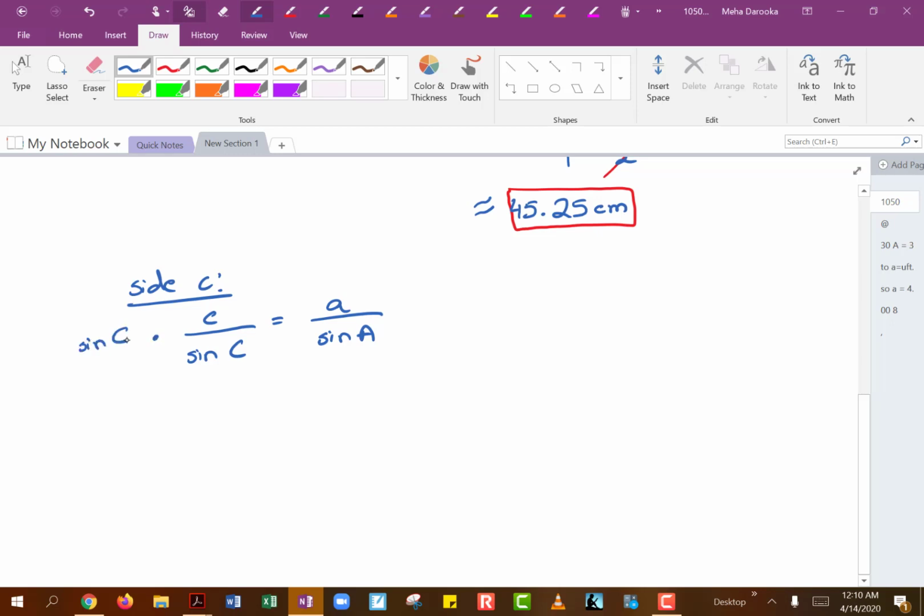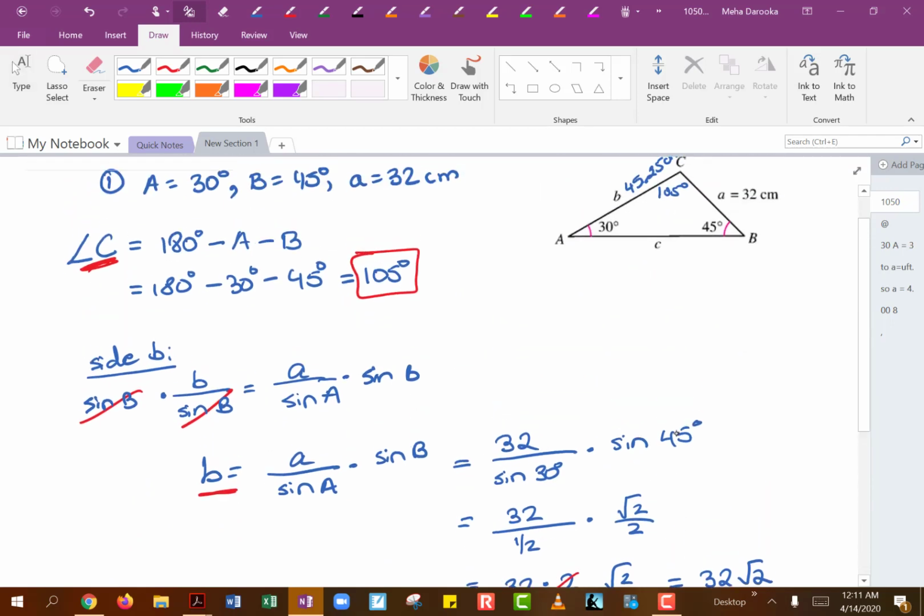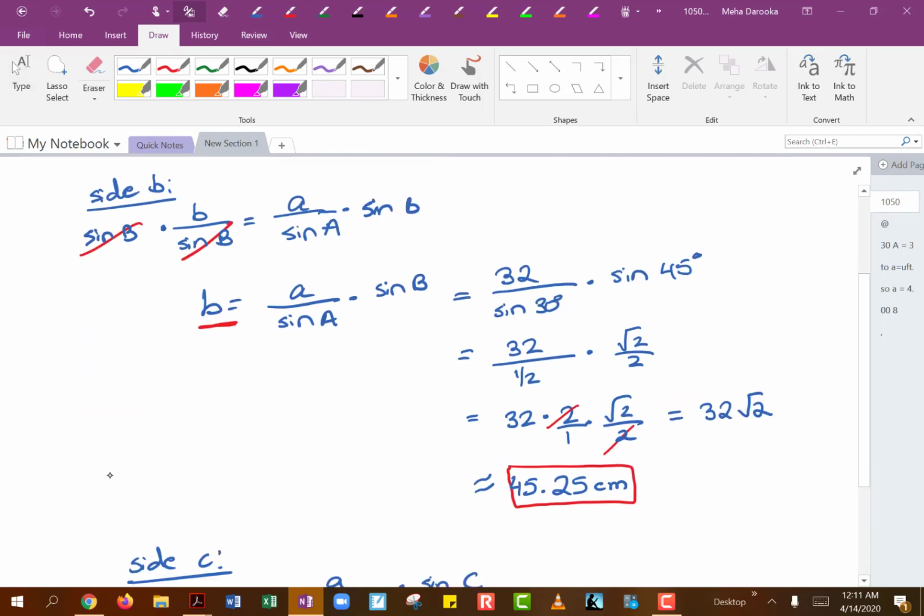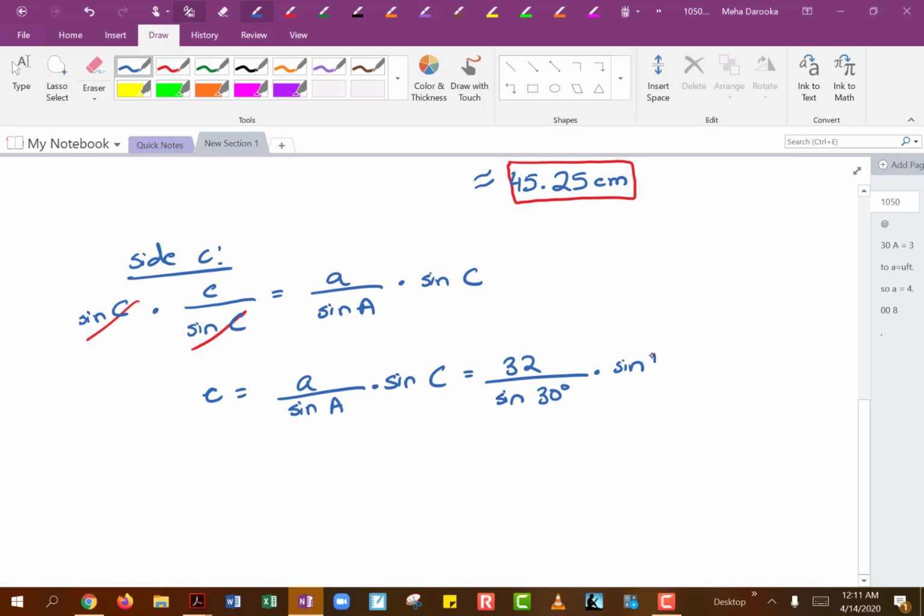Just like we did with the previous side B, that's the same thing we're going to do here. Multiply both sides by sine of C. On the left hand side, these will cancel out, leaving us side C equals A over sine of A multiplied by sine of C. So again, our side A was 32 centimeters. Angle A was, of course, 30 degrees, and then angle C was the one we calculated, which came out to be 105 degrees.